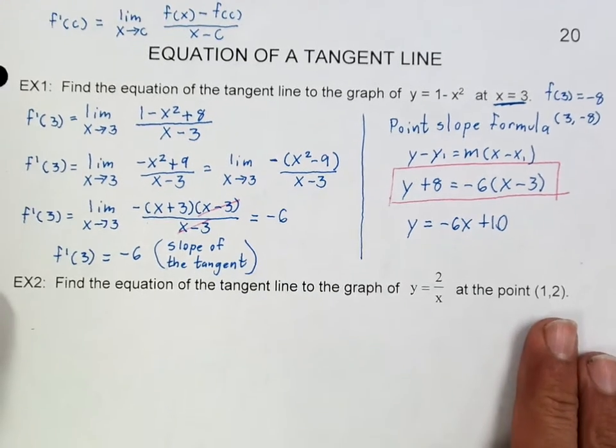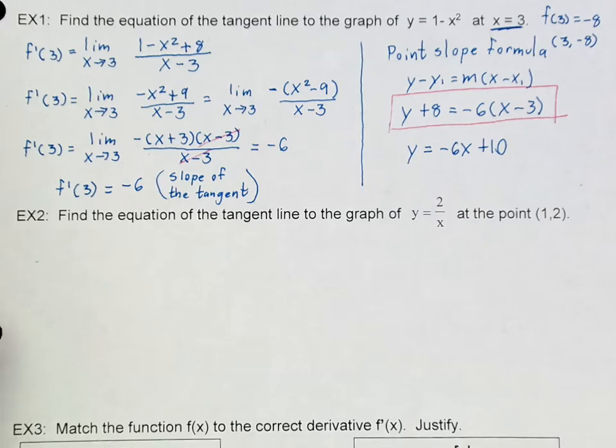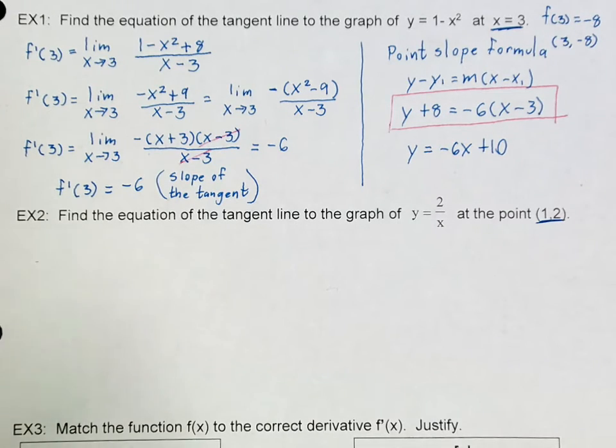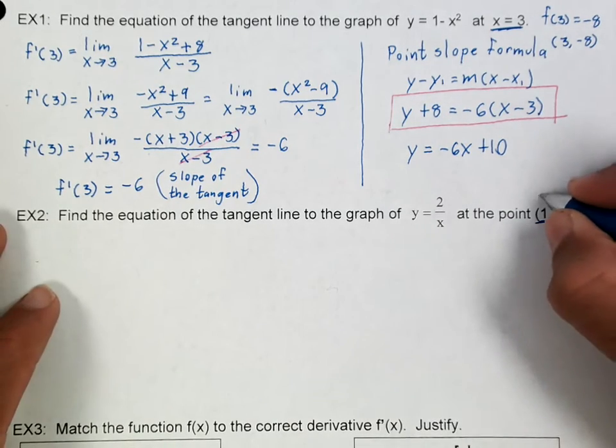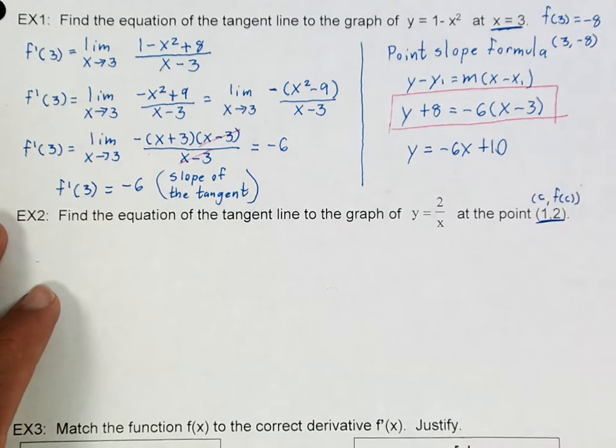So next one is, again, same formula. So we're going to use the same formula. We're going to find the equation of the tangent line. So again, we need a slope and we need a point. Notice that on this one, they already give us the point. So we don't have to do anything else. All right. So where this is C, if you will. All right. This is C and this is f of C. All right, that's what we have there.